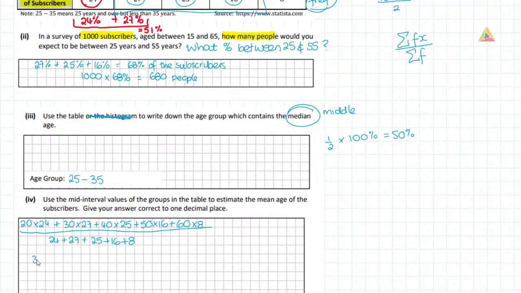So our top line here is 3,570 and our bottom line is 100, which means that we're going to estimate our mean to be approximately equal to 35.7 years old.